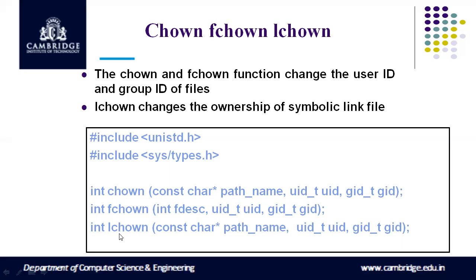The third prototype is for lchown. This lchown changes the ownership of a symbolic link file. The syntax of chown and fchown remains the same, but the only difference here is that chown is used to change the ownership of a regular file, but lchown is used to change the ownership of a symbolic link file. Other arguments remain the same. Thank you.